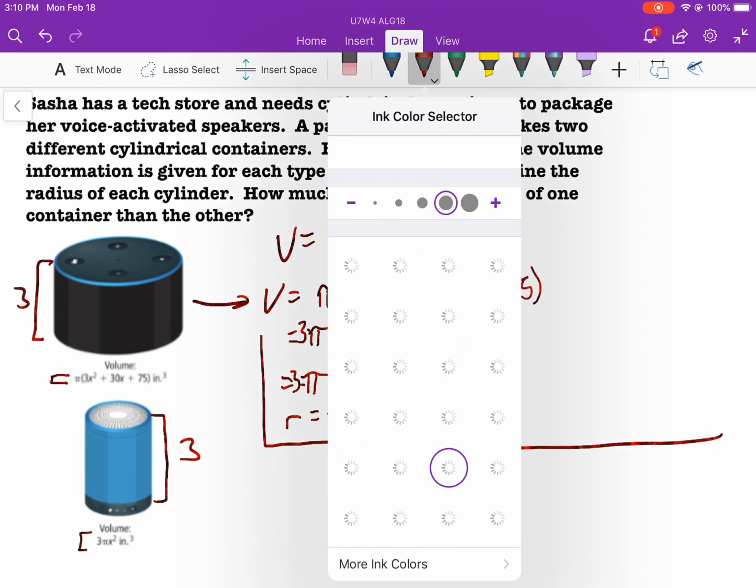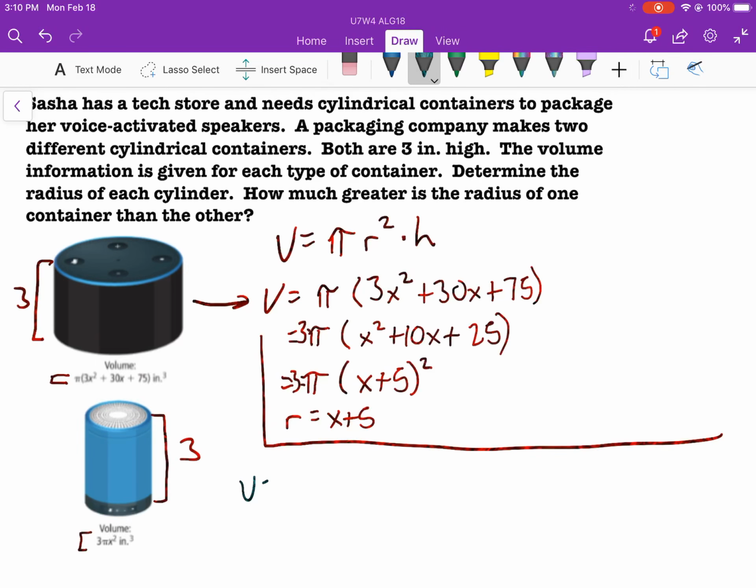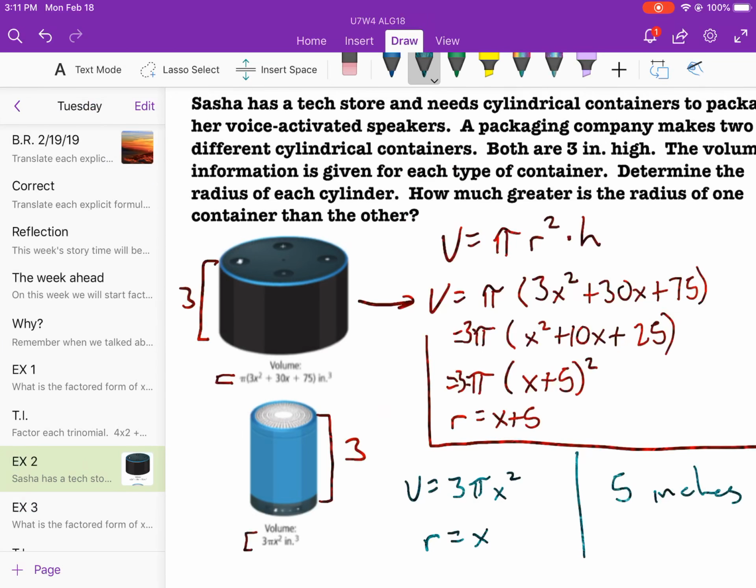Second one, volume is equal to 3 pi x squared. So we can divide everything by 3, but it's already kind of in that form. So we know then that the radius is equal to x. So how much greater is the radius of the one container than the other? It is 5 inches greater. Alright.